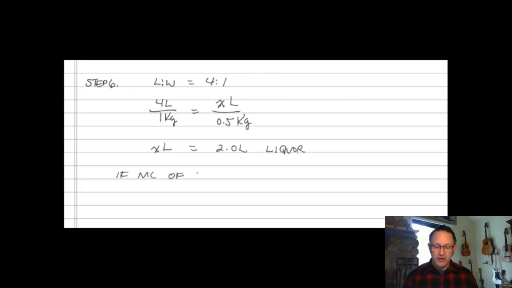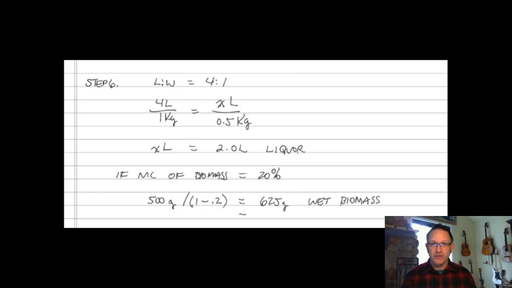So if the moisture content of our wheat straw biomass, let's say it's 20%, we want to understand how much the biomass is contributing to the cooking liquor. We need to take it into account. So we'll write 500 grams over 1 minus 0.2, and that gives us 625 grams of wet biomass. And subtract 500 grams from that, and we have 125 grams of water contributed by our biomass.